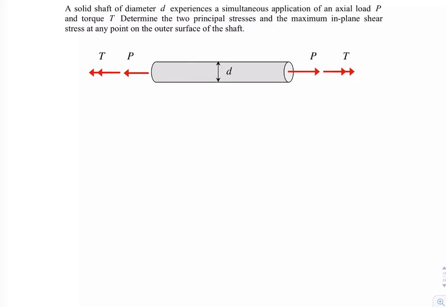For this problem, we're looking at a shaft which is carrying two kinds of loads. One is an axial force P, the other is an axial torque T. What we want to do here is to determine the principal components of stress and the maximum in-plane shear stress.